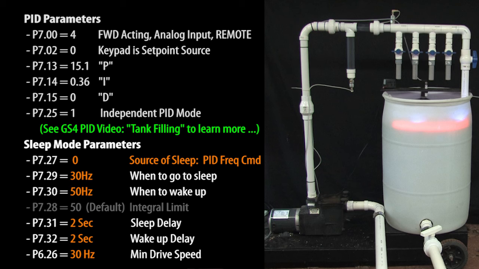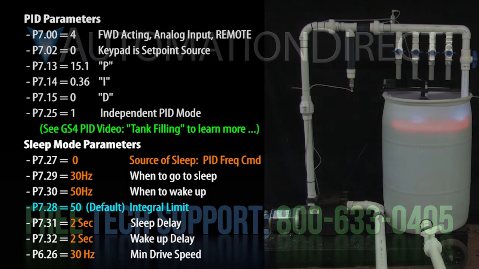The good news is the GS4 drive has this integral limit parameter where you can specify a limit for the max duration of the integral term. That way, you can control how quickly the process recovers after the motor's been off for a while. Well, that ought to be enough to get you going with Sleep Mode 2, where the GS4 drive monitors the PID generator frequency command to make its sleep and wake decisions.